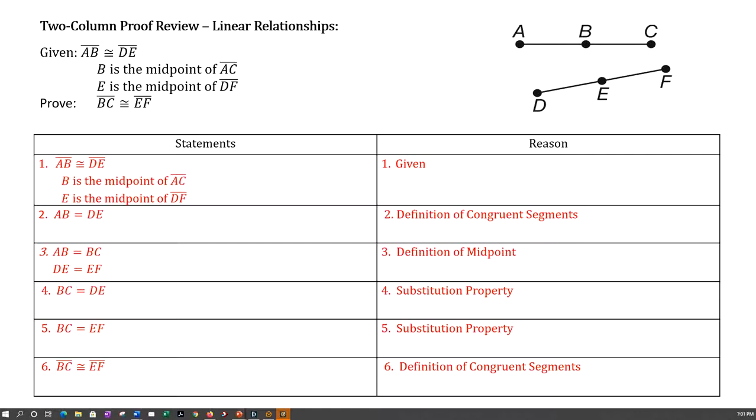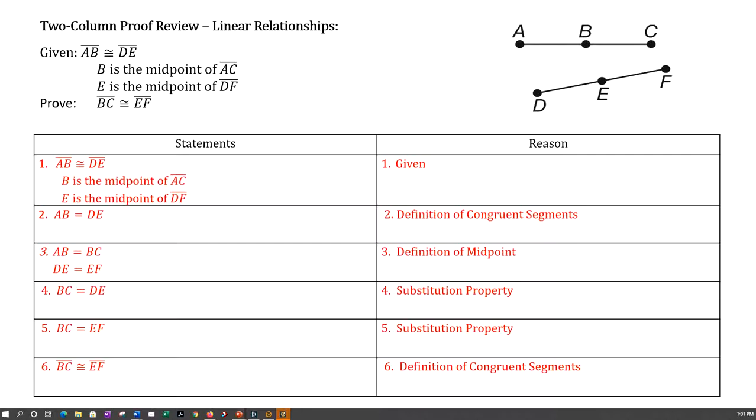So then our next line, we're going from AB equals DE. We're plugging BC in for AB, so we get BC equals DE. That's our substitution property, because AB equals BC, so we can plug BC in wherever we see AB going forward. Similarly, the next line, BC equals EF. Now we're doing the substitution property, substituting EF in for DE. So now we have that BC equals EF.